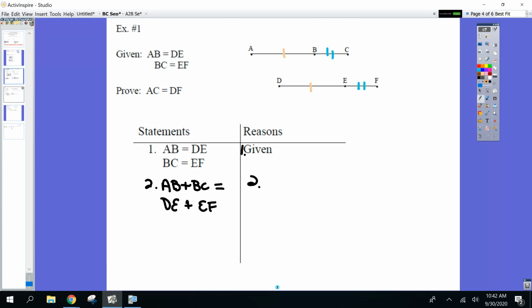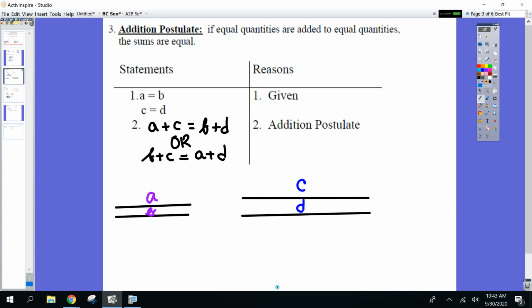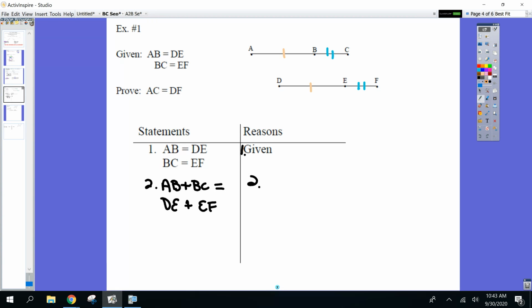Right? That's exactly it. Didn't we just do that here in my segment example? That's what we're doing right here. Now you have to tell me a reason why that's true. Why is statement 2 true? Use something we've talked about. What do you got, ladies? Addition. That's what we just applied, the addition postulate. You don't have to write postulate. Addition is fine with me. Okay. Addition.